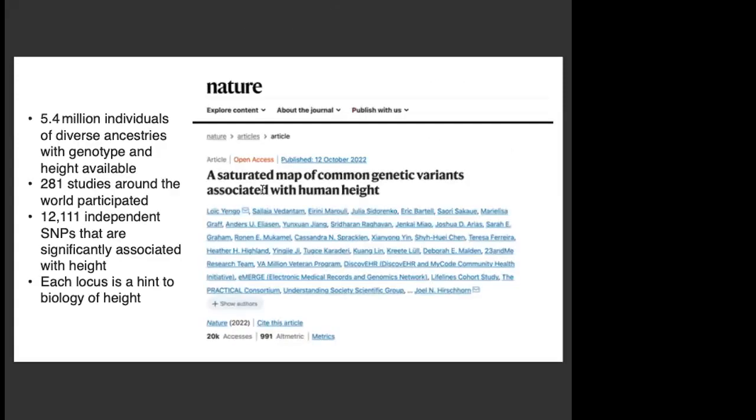Okay, so this is a study that I participated in 5 years ago, and we got it published last year in Nature. We had 5.4 million individuals of diverse ancestries: Asian, African American, European, Hispanic, etc. In total, we had 281 studies. We looked at the association between SNPs and human height. We want to understand how genetics contribute to human height.